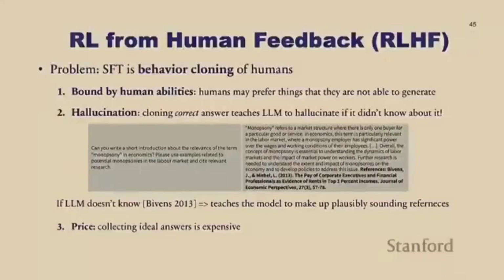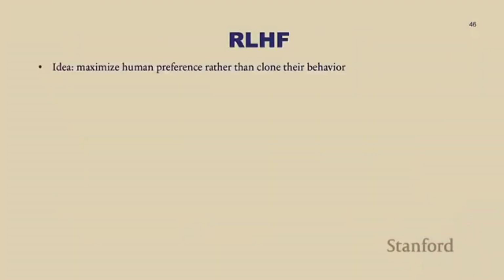Great. Problem number 3, price. Generating the ideal answers is very pricey. And that comes back to your question: humans writing the entire answer is actually pretty expensive. So that's where RLHF comes in. The idea is that instead of cloning the behaviors of humans, we're going to maximize human preference.